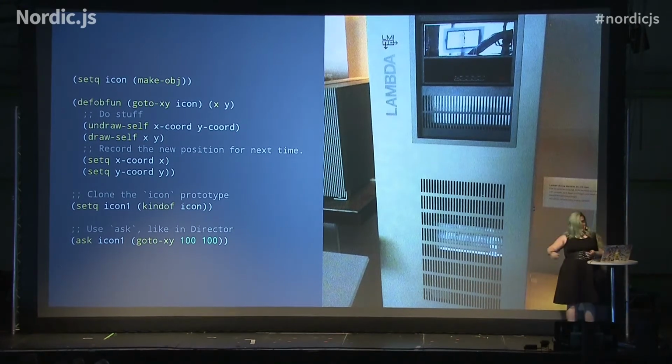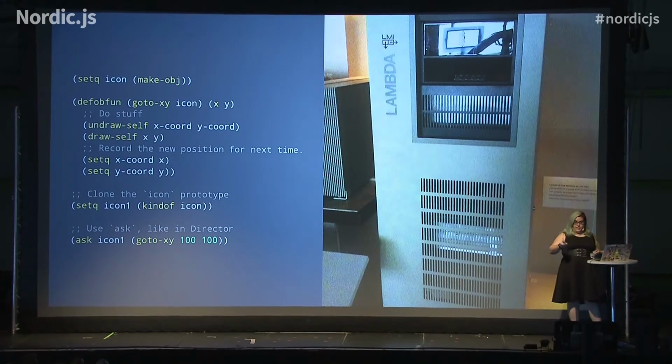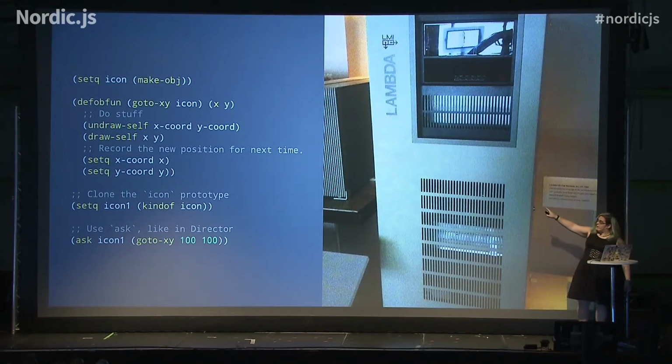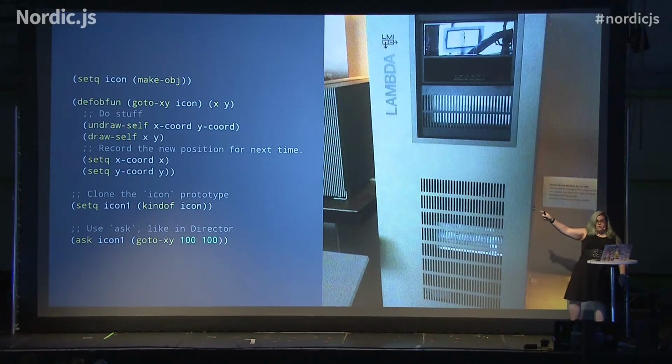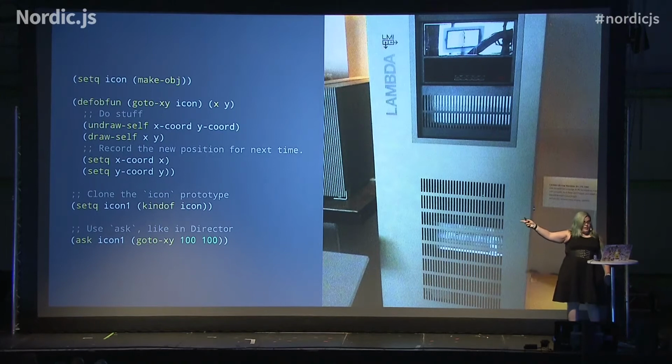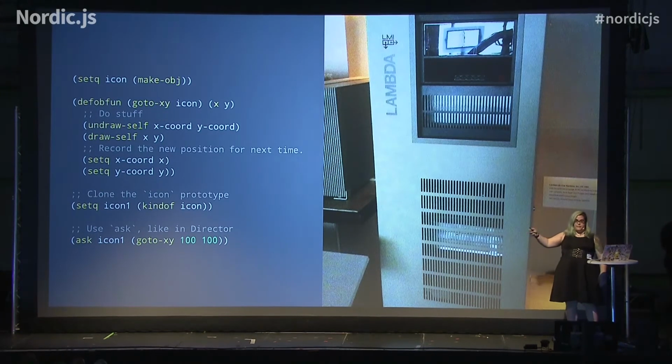So here's what some code looks like. This is a little script written using Object Lisp to give you an idea what it's like. First, you can see it defines an icon prototype. It assigns the new random object to the icon variable. Then it defines the method goToXY on that prototype with this defmethod function. Going down a few lines, we see that it clones that icon prototype using kind of essentially the object create. And in the end, you just call that method.